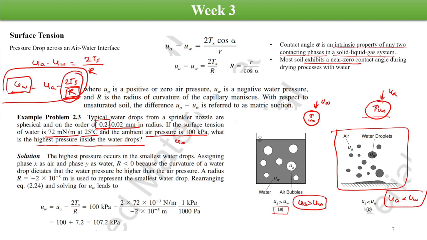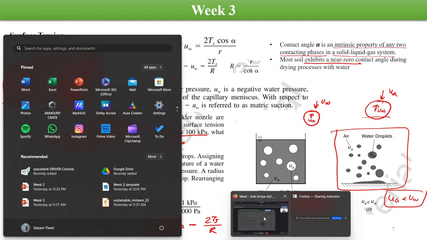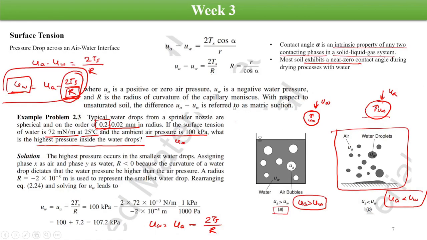Here to solve this, we'll use the same expression which I wrote here. So UW will be equal to UA minus twice TS upon R, right? But the thing to note here is that we need to determine the sign of R. The highest pressure occurs in the smallest water drops. Assigning phase X as air and phase Y as water, we'll see that the R value is negative, less than zero, because the curvature of the water drop indicates that the water pressure will be higher than the air pressure. So the R we can take as negative.